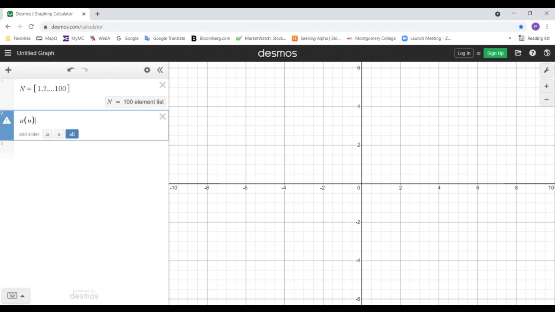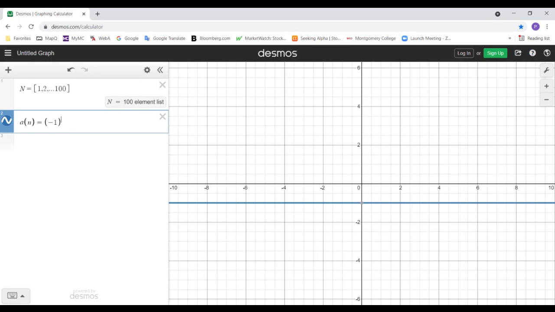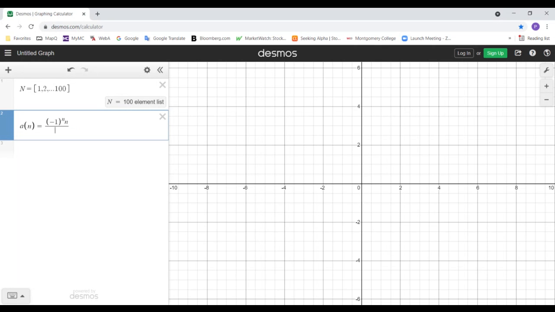Secondly, we have to type in the formula for the sequence. The formula of the sequence was negative 1 to the nth power times n divided by 2 times n plus 1. Okay, I'm going to type that there. There it is. Now you notice you don't see much here on the Desmos, right?